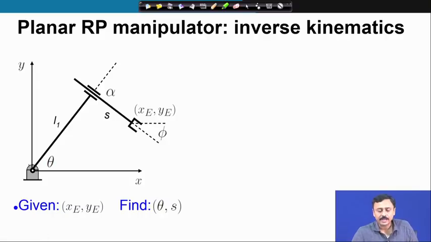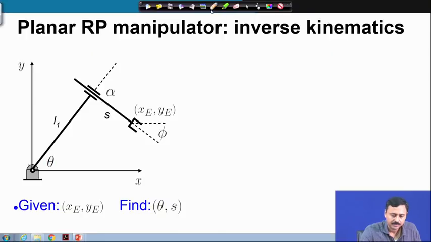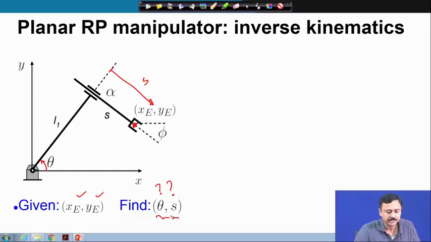So, once again the forward kinematics problem was straightforward. Let us look at the inverse kinematics problem now. In this, we are given x e y e, which means we are given the location of the end effector. We have to find out theta and s, this angle and the throw of this prismatic actuator. Since we have two variables, 2 degrees of freedom, we can fix the location of the end effector.